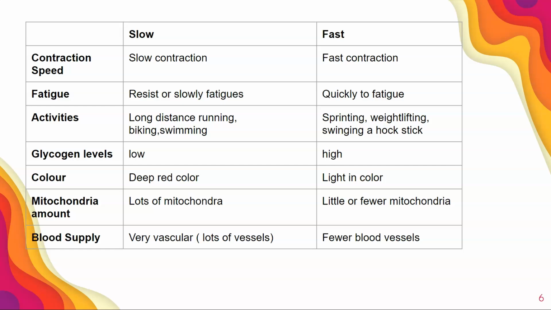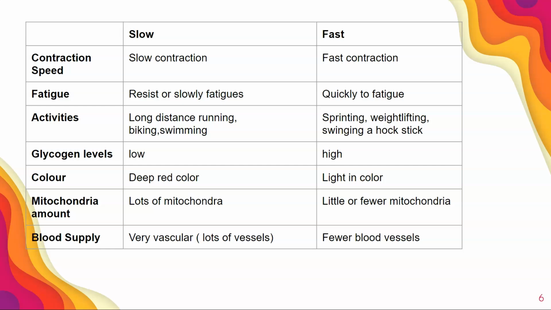So here's where a bunch of different activities are found. Like long distance running, biking, swimming. You can probably think of those more endurance-like sports or activities that are needed for slow twitch muscles. Think yoga. Yoga would activate your slow twitch muscles. Things like sprinting, weightlifting, swinging a tennis racket, any of those kinds of things are going to utilize your fast twitch muscles. So a quick burst of energy and contractions.